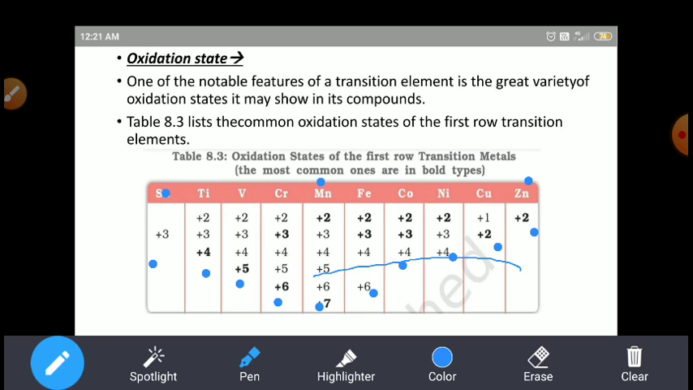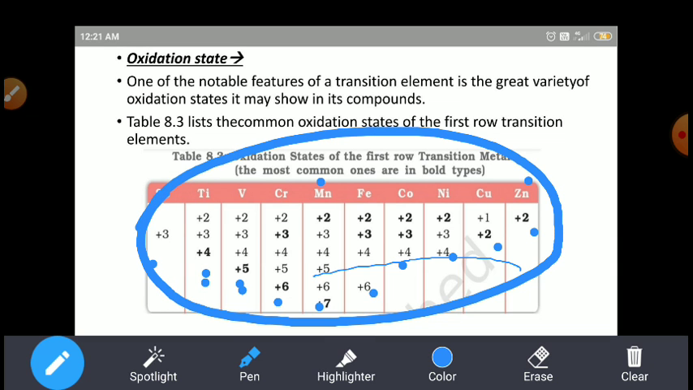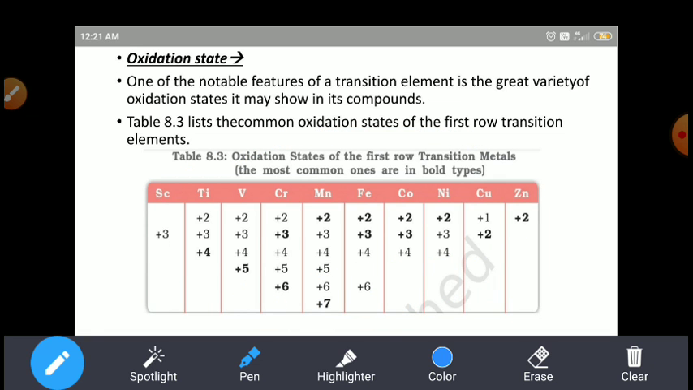So here, scandium is plus 3, titanium plus 4, vanadium plus 2 to plus 5, chromium plus 2 to plus 6, manganese plus 2 to plus 7, iron plus 2 to plus 6, cobalt plus 2 to plus 4, nickel plus 2 to plus 4, copper plus 1 to 2, and zinc is 2. These are the elements exhibiting different oxidation states, and one common oxidation state here is plus 2.